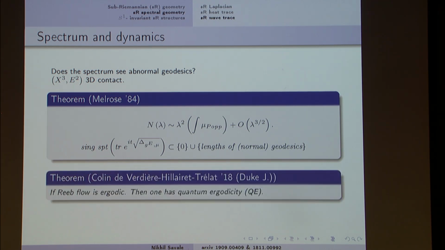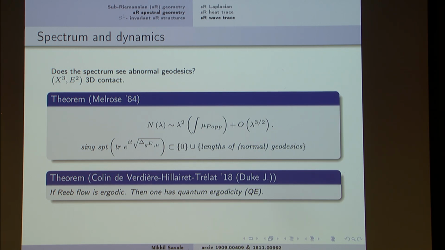It only worked in the three-dimensional contact case. And recently, again in the three-dimensional contact case, the same team of Colin de Verdière, Hillairet, Trélat were able to prove quantum ergodicity, quantum ergodicity on a three-dimensional contact manifold. What it means is that if you look not at the eigenvalues but at the eigenfunctions of your Laplacian, they should get equidistributed on your manifold.